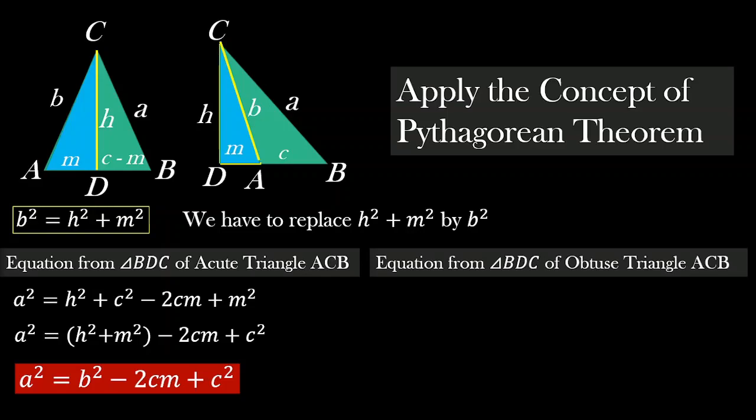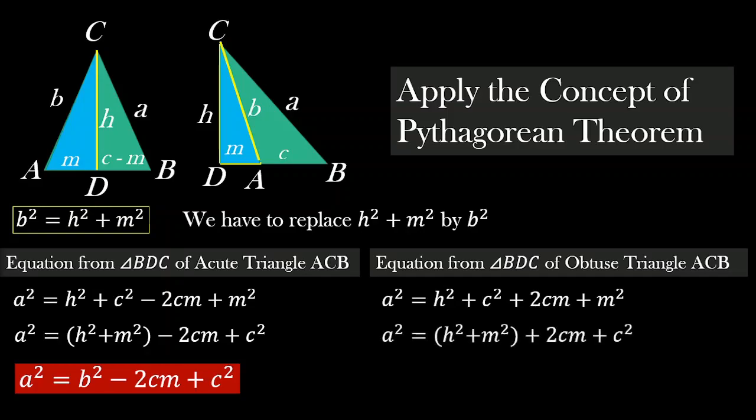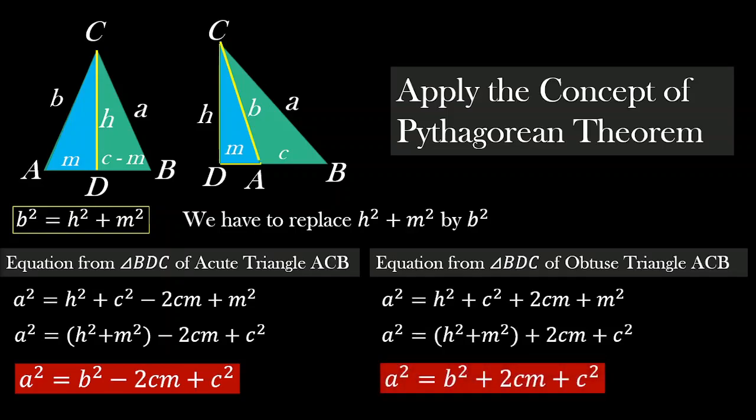Here's the equation from right triangle BDC of obtuse triangle ACB. A squared is equal to H squared plus C squared plus 2 times C times M plus M squared. Arrange and replace H squared plus M squared by B squared. Now we have A squared is equal to B squared plus 2 times C times M plus C squared.